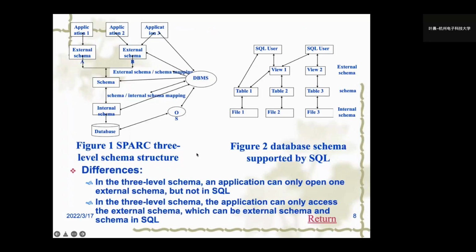So here we can see the difference between the three-level schema structure and the database schema supported by SQL. From these two figures, the difference is that in the three-level schema, an application can only open one external schema, which is a one-to-one correspondence, but not in SQL. In the three-level schema, the application can only access the external schema, which can be the external schema and schema in SQL.